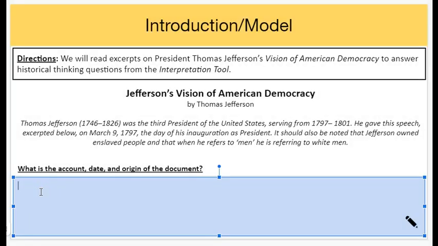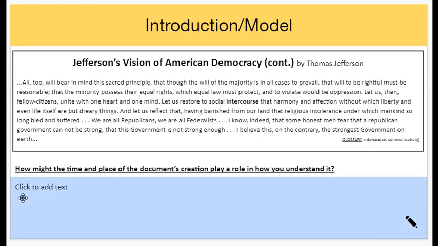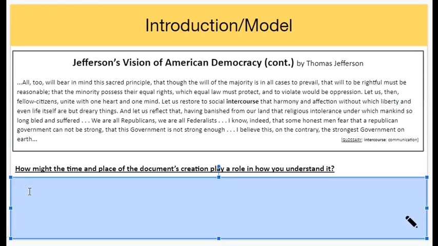Now, what is the account, date, and origin of the document? So the account, it's Jefferson's inauguration or his inaugural address. That's the speech the president gives after he takes the oath. On March 9th, 1797 is the day he became president. We didn't have a country in 1787. And origin, in this case Jefferson was giving a speech now that he became president. Okay, now we have to actually look at this excerpt, this piece of the speech.